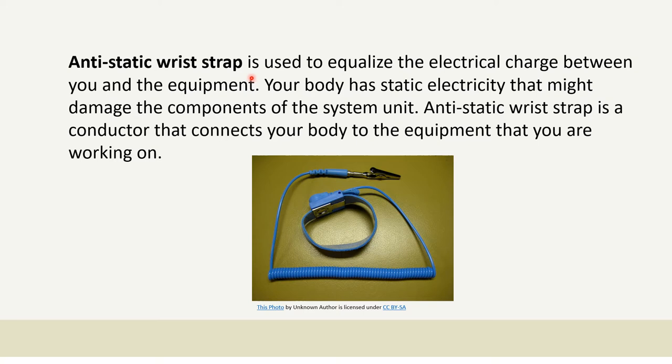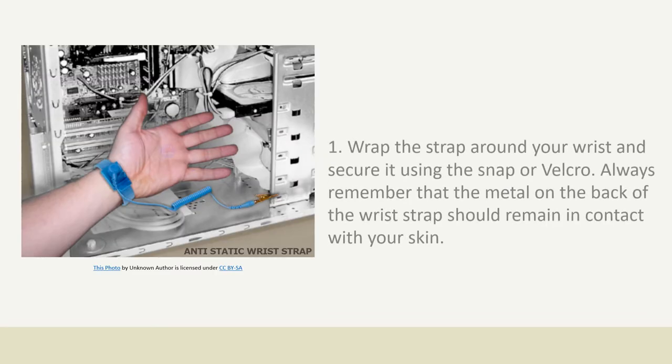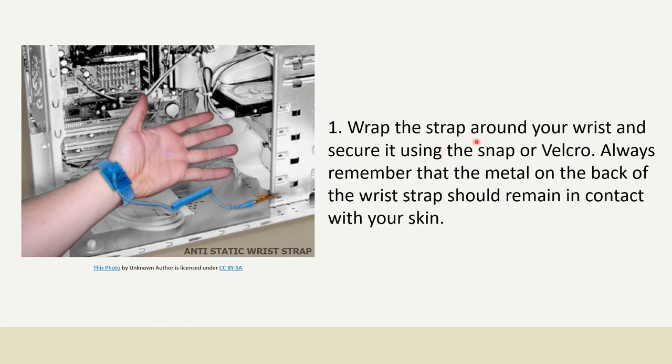So, ngayon, paano siya isuot? Ito yung parts niya. Kung mapapansin nyo, meron siyang clip. And then, ito yung parang pinaka-strap niya, wrist strap. Ayan. Tapos, kung mapapansin nyo, meron siyang metal dito. So, paano siya gamitin? Number one, wrap the strap around your wrist. So, ayan, naka-wrap na siya, diba? And secure it using the snap or velcro. Always remember that the metal on the back of the wrist strap should remain in contact with your skin.